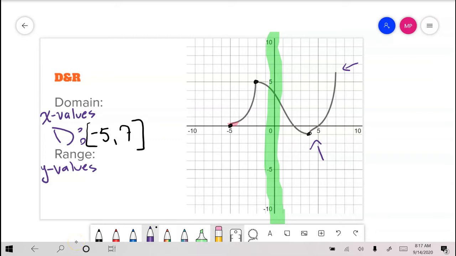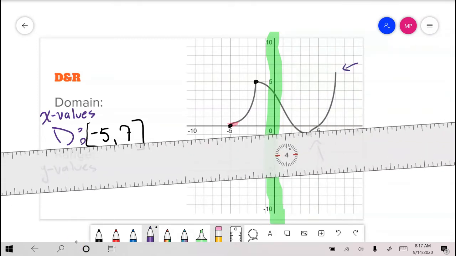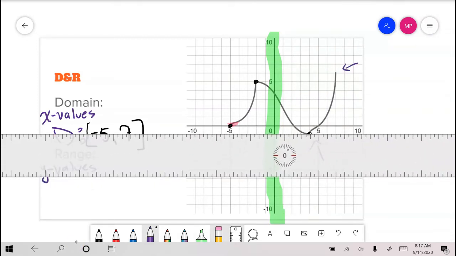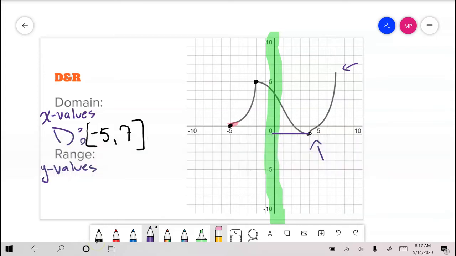Now, since it's not touching the graph, what we're going to do is draw a line to the y-axis to see what the y value might be. And if we take it away, it looks like if we started at 0 and we went down 1, the lowest y value is going to be -1. And for this one, we're going to do interval notation as well.